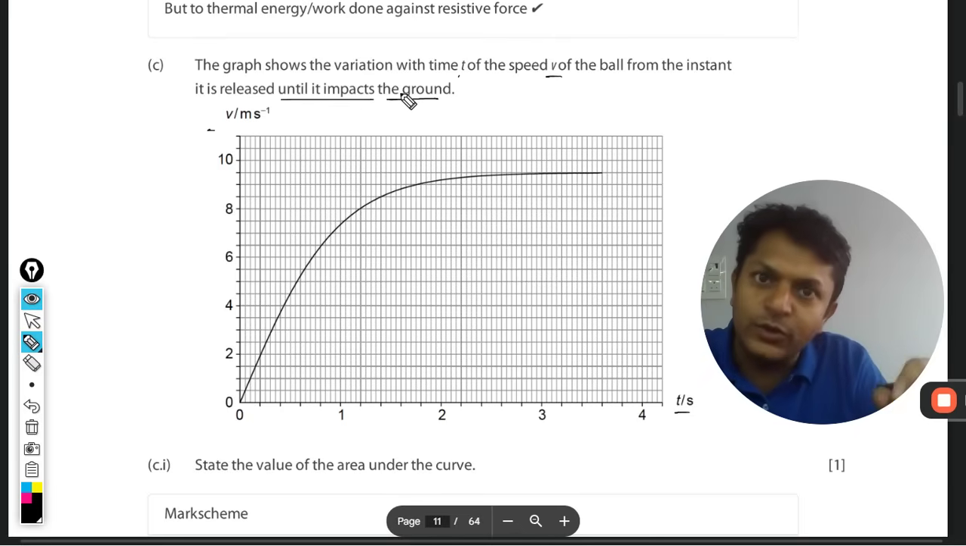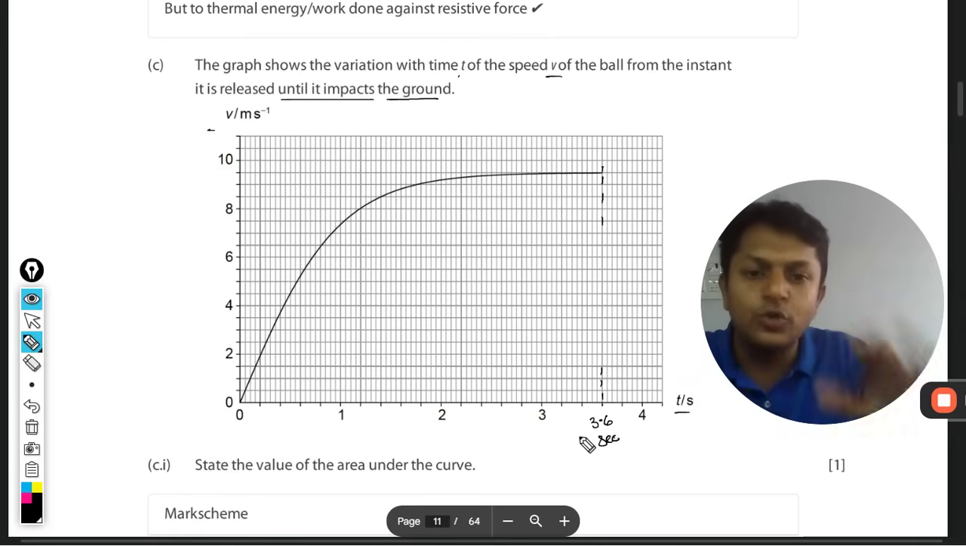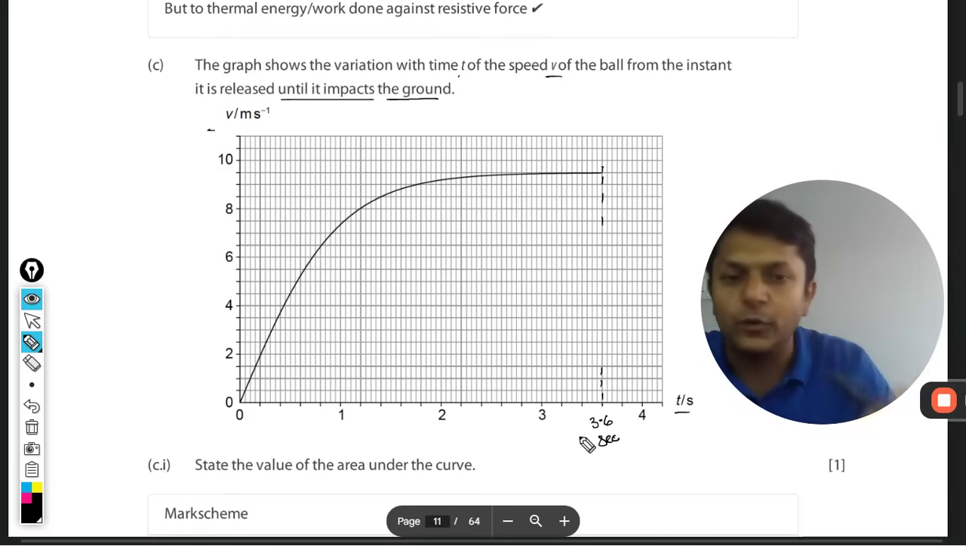So it hits the ground and the motion stops. Motion stops abruptly at this point, so we have to just track it down. So 3.2, 3.4, 3.6 seconds, the motion ends. The body falls to the ground.